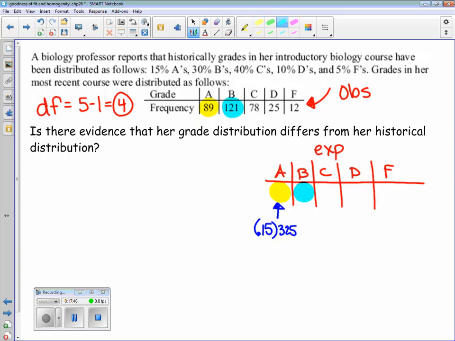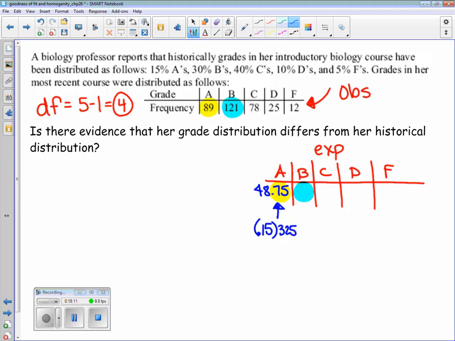Did you get 325? Okay. So in other words, the number of A's we expected to happen would be 0.15 times 325, or 15% of 325. Now, what number do you get there? Like 90 something? Oh, 40, sorry, 48.75? Okay.